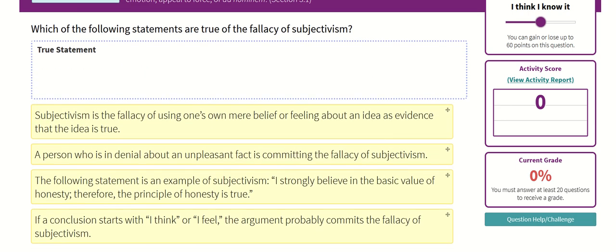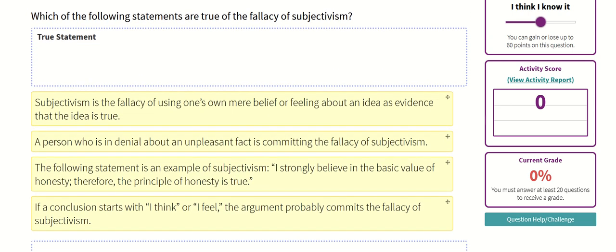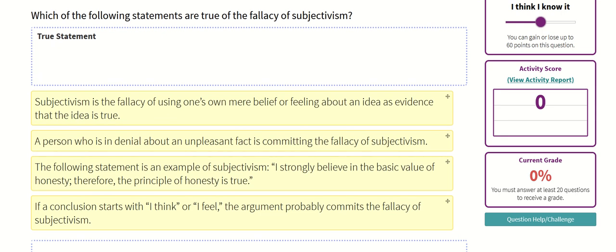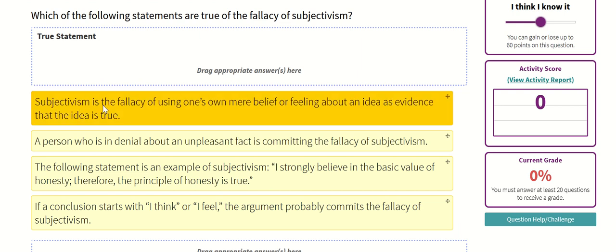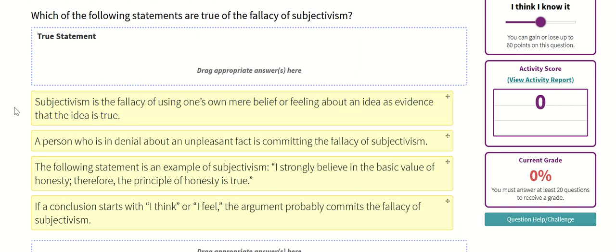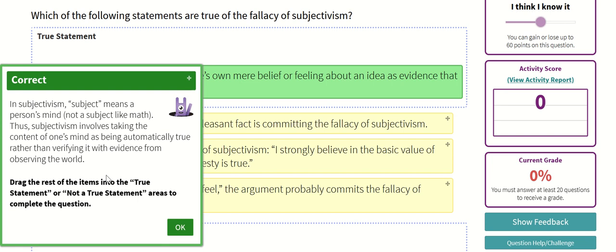Okay, so we want to know what statement is true, what statement is false here. So we have a list of statements. Subjectivism is the fallacy of using one's own mere belief or feeling about an idea as evidence that the idea is true. Okay, well, it's kind of funny how that's worded. I know what it means, but you shouldn't say an idea as such is true. An idea I have in my head is just an idea. It's only true or false when I form a judgment, strictly speaking. So in a way I want to say that's false. Maybe I'm being pedantic there, but at any rate, it is what it is.